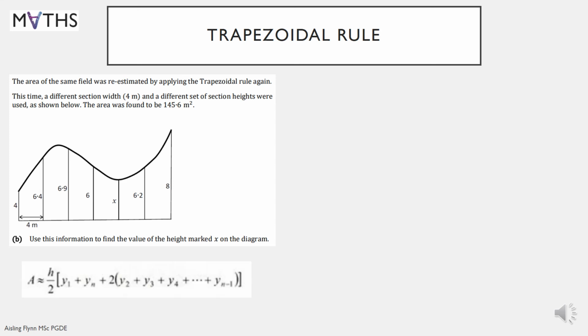Again, write your formula at the top of the page and substitute what you do know. So you see now we have 4 over 2, 4 plus 8 plus 2 times the others. Now x appears up there in red as one of the others. So that's all you can do. Substitute what you know, and then we'll figure the rest out. Also, you do know the answer for A, the area, and you can replace that with 145.6. And now we're just going to simplify according to BIMDAS as much as we can.